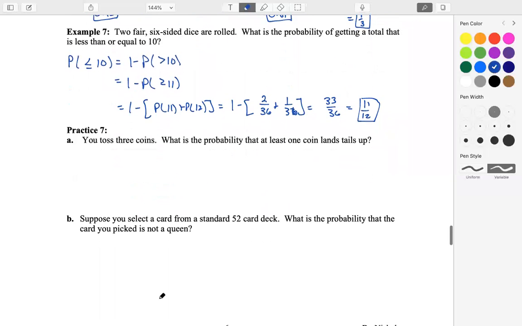All right, why don't you try practice 7, both A and B. All right, for practice 7, I would do 1 minus the probability of getting all heads, which is going to equal 1 minus 1/8, which is going to equal 7/8.